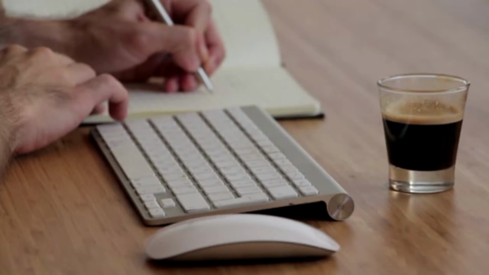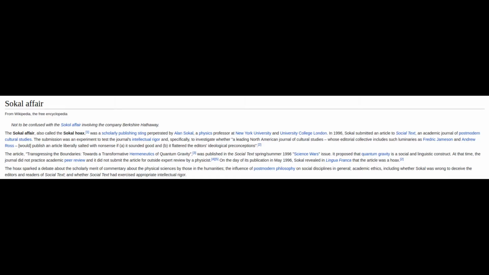An example of both misconduct and the pressure to publish is in the humanities, with the Sokal Affair and the Sokal Squared hoax being major examples. The Sokal Affair was also called the Sokal Hoax, and is a publishing sting by Alan Sokal. He submitted an article to Social Text as an experiment to test their intellectual rigor. It was testing whether or not an article would be published, even when he put a great deal of nonsense in it, if it sounded good and flattered the editor's ideological preconceptions.